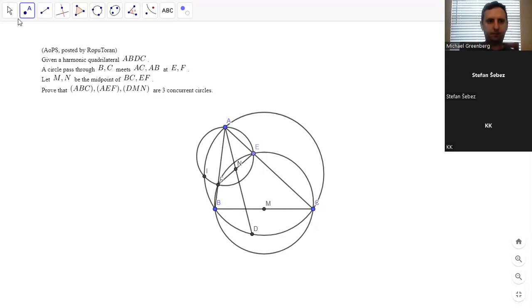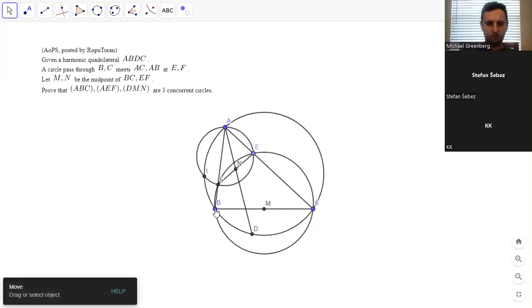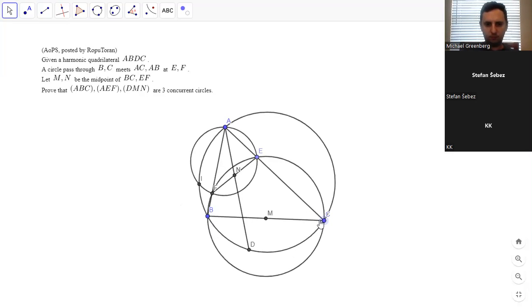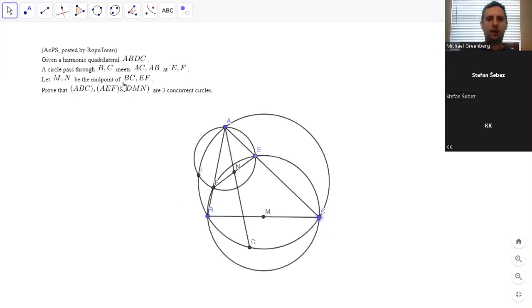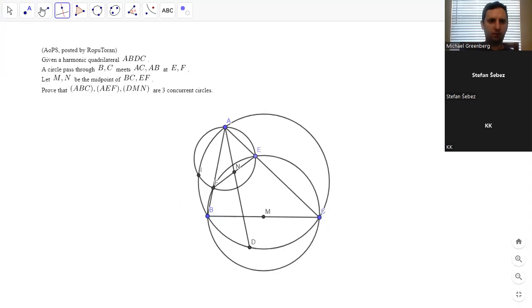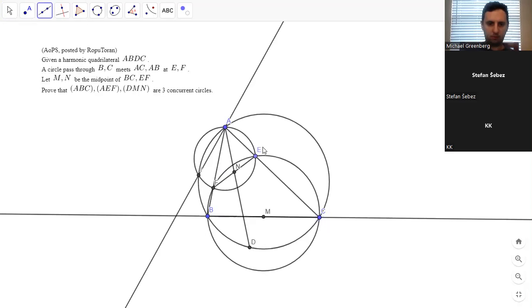All right. Then AI, EF, and BC concur by the radical axis theorem. AI, BC, and EF. Okay. Drawing that intersection point. Let's give it a name.